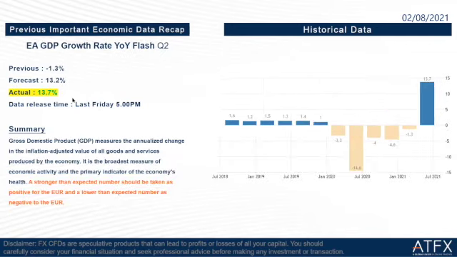The next one is the EA GDP growth rate yearly flash Q2. The previous is negative 1.3%. The forecast is 13.2%, and the actual is 13.7%, which is higher than the forecast. So the euro dollar should be taken as positive, because it is higher than the forecast.